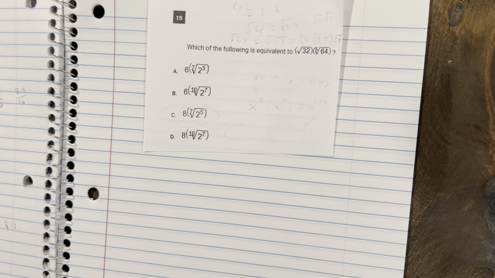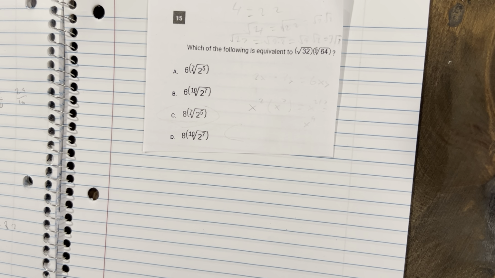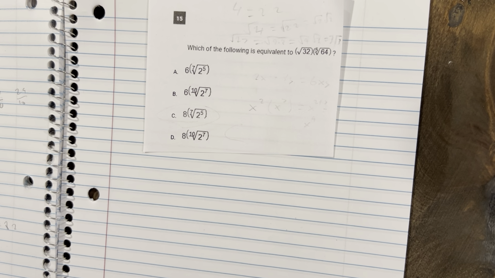All right, we have problem 15. Which of the following is equivalent to the square root of 32 times the fifth root of 64?